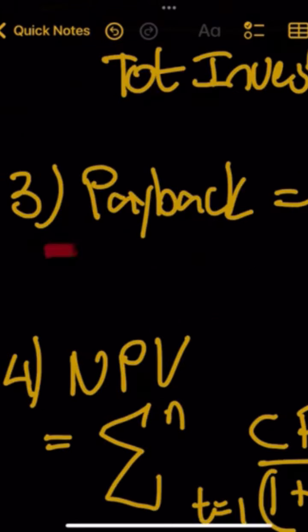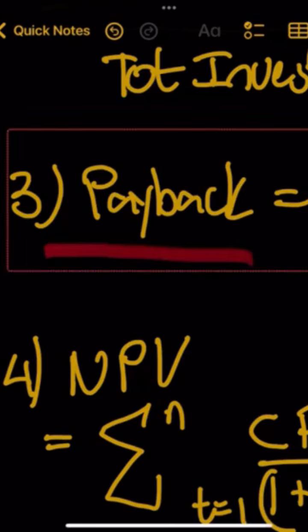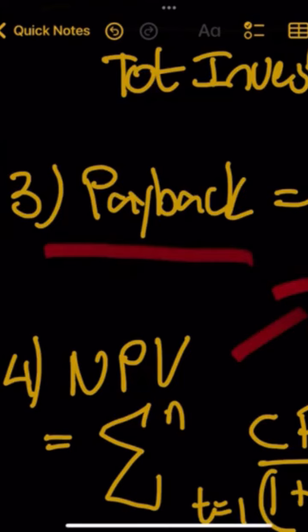One I want to discuss is payback period. Payback period is the CAPEX divided by the annual net cash inflows. Annual net cash inflows includes annual energy savings plus revenue, and then you deduct the OPEX.